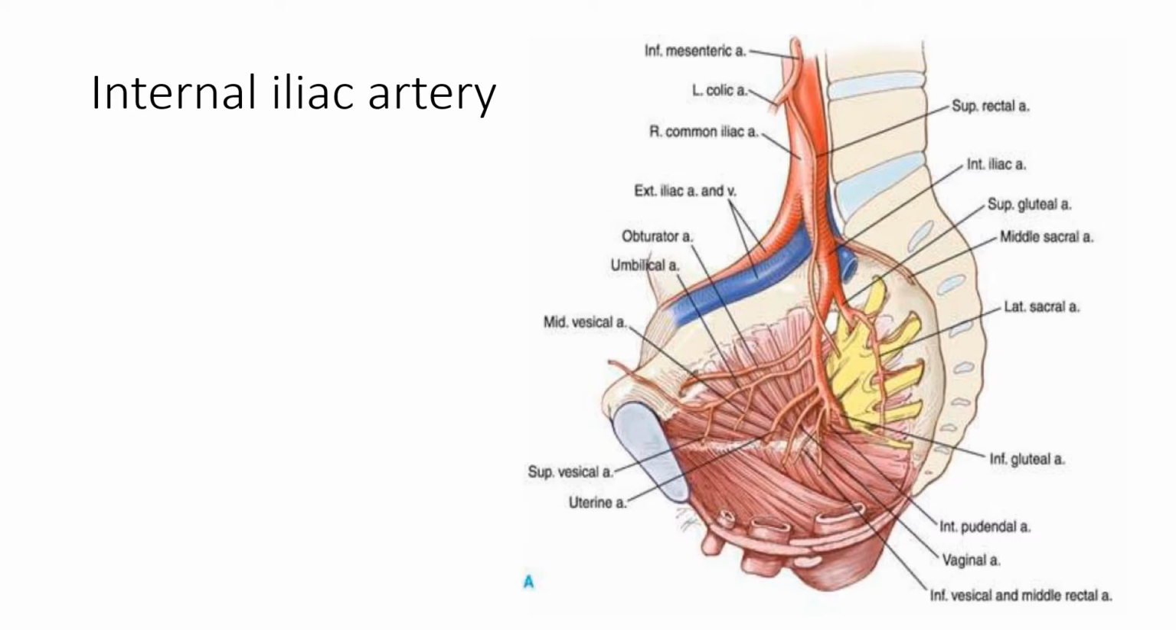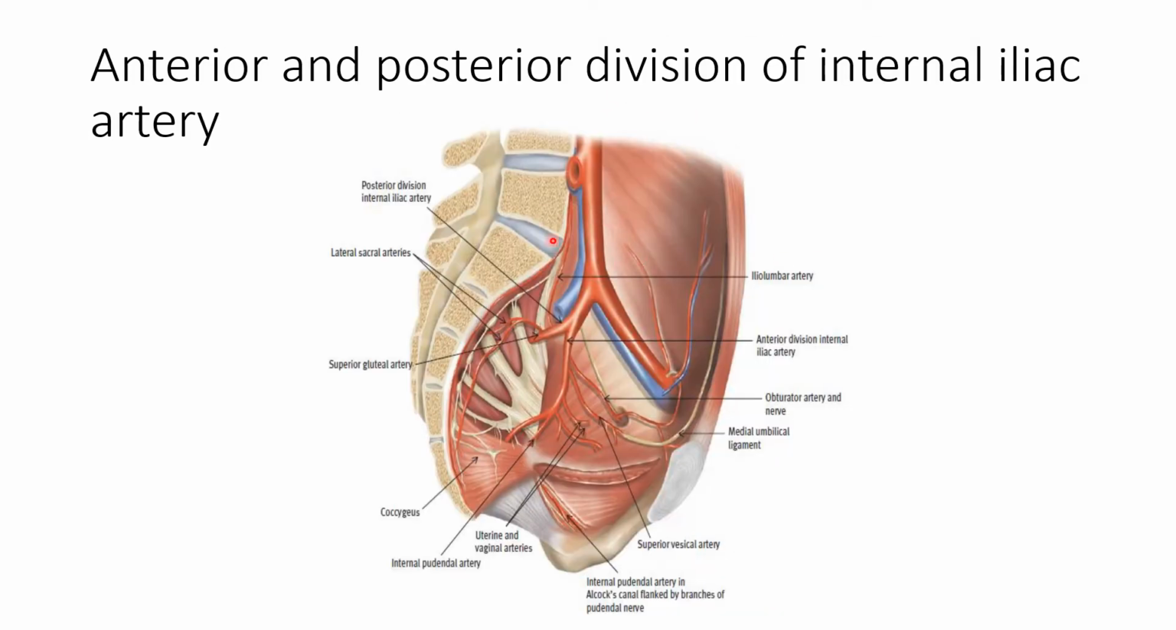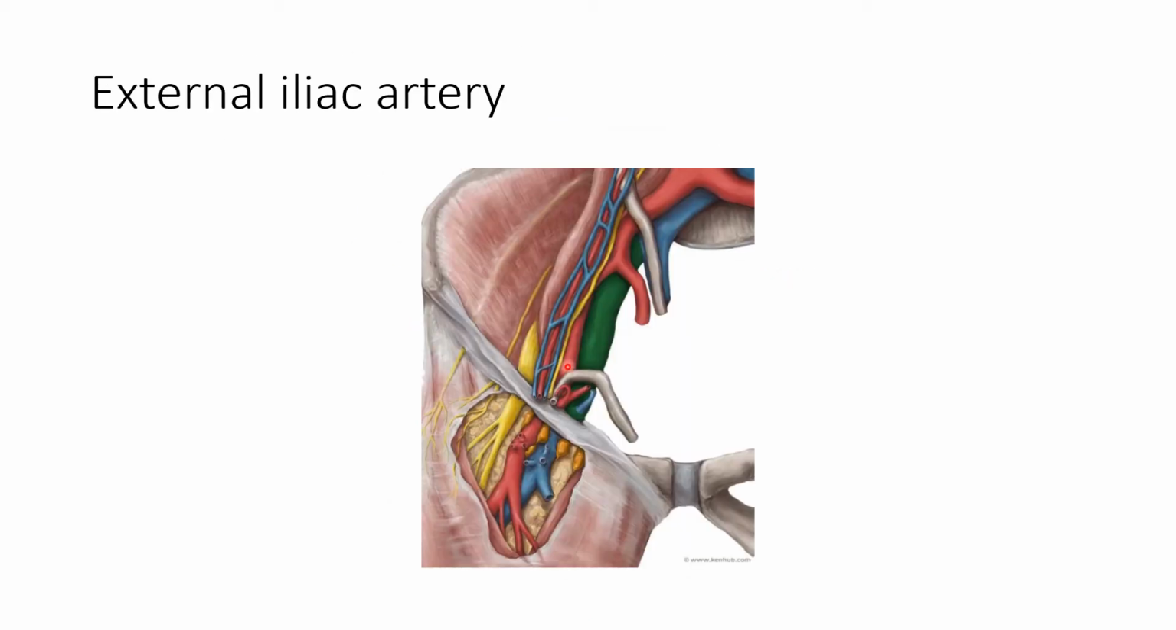Now, which are the anterior and posterior? The internal iliac artery is further divided into an anterior division and a posterior division. You see this anterior division of the internal iliac artery. This one is the anterior division. This one is the posterior division of the internal iliac artery. Now the common iliac artery divides into the external and internal iliac artery. The external iliac artery, below the inguinal ligament, continues as the femoral artery in the lower limb. So the external iliac artery we will not learn here. At the wall of the pelvis we will learn about the branches of the internal iliac artery.